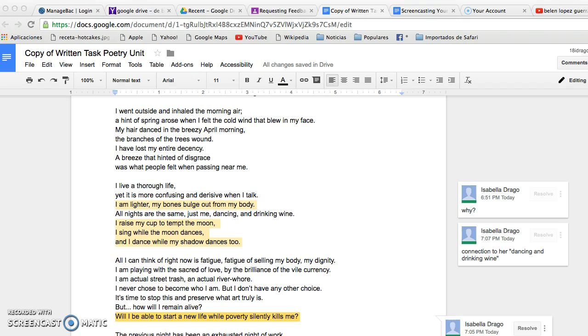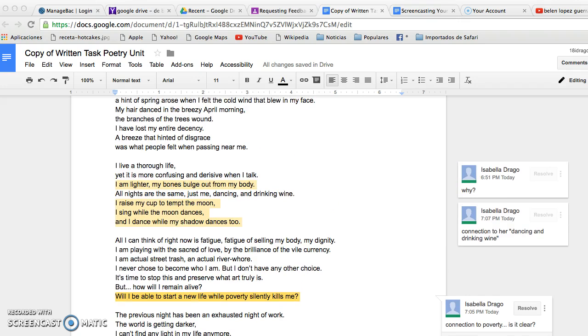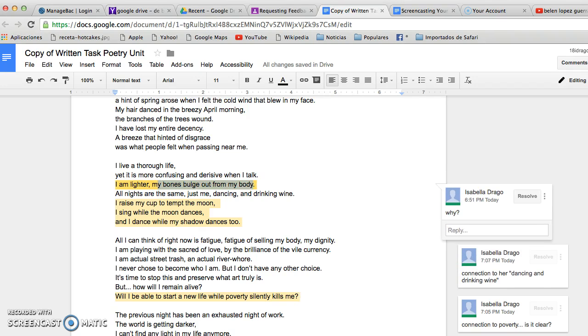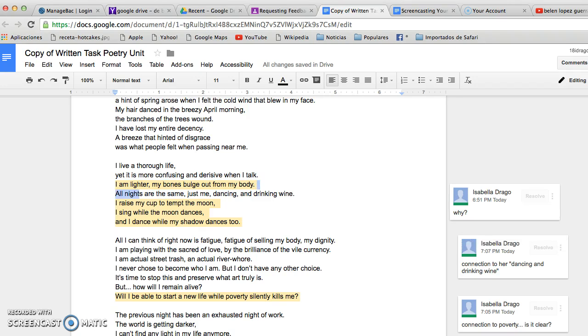And then going to my actual poem, a question I have is: does it make sense to say that poverty is silently killing the main character? Because as I'm saying, she's feeling devastated, she's feeling less powerful, she has no energy, no strength, all her dignity is going. Therefore she's feeling lighter and her bones are bulging out from her body, as I'm mentioning. Does it make sense to include this in my poem?